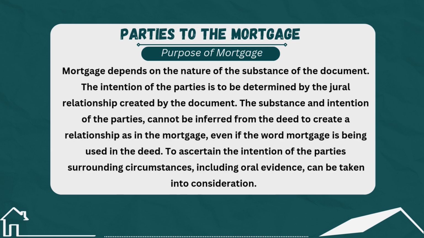Mortgage depends on the nature and substance of the document. The intention of the parties is to be determined by the jural relationship created by the document. The substance and intention of the parties cannot be inferred from the deed as creating a relationship of mortgage, even if the word mortgage is used in the deed. To ascertain the intention of the parties, surrounding circumstances, including oral evidence, can be taken into consideration.